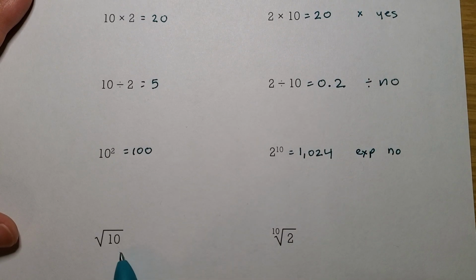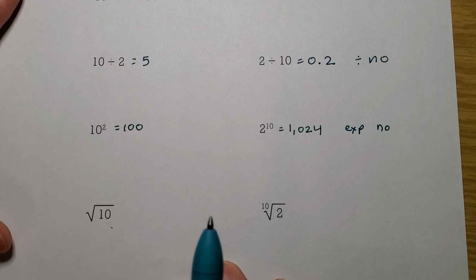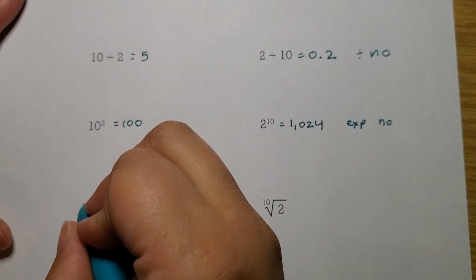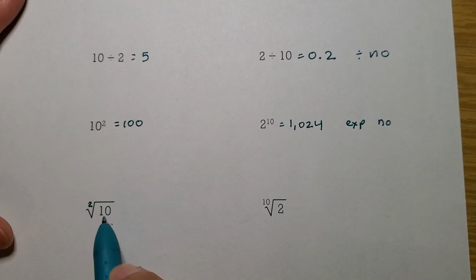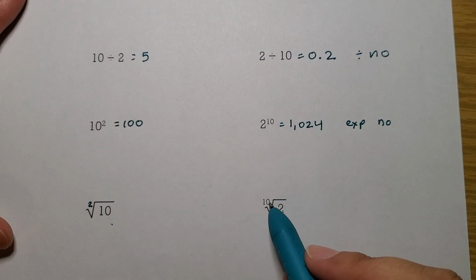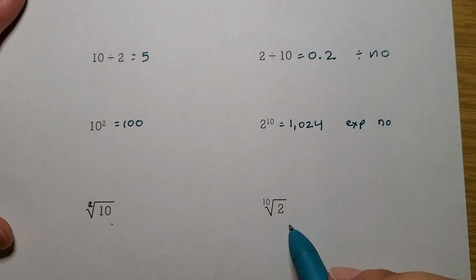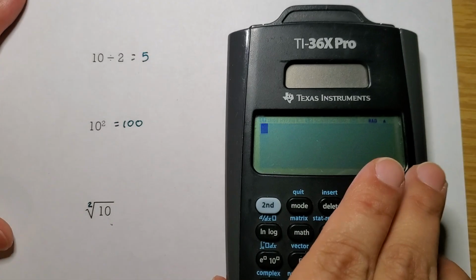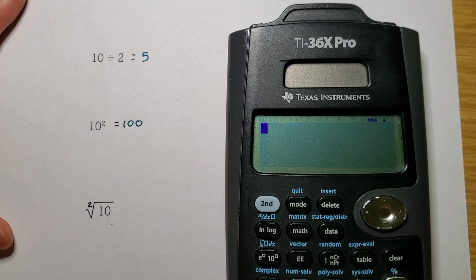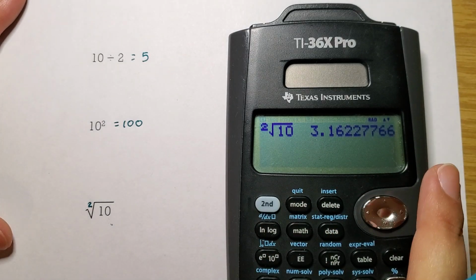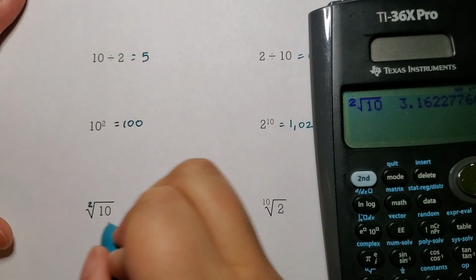How about radicals? So if I'm looking at a radical, here I have an index of 2 and a radicand of 10. And if I flip them, that would give me an index of 10 and a radicand of 2. I have a suspicion this isn't going to work well. So let's try the square root of 10. About 3.162.